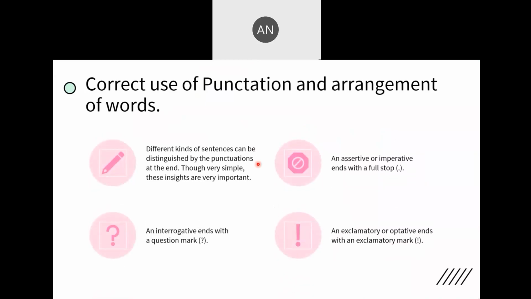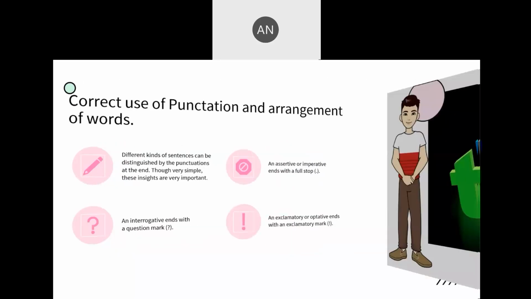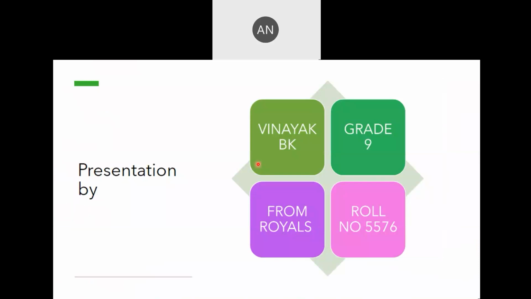So punctuation and the proper sequencing and arrangement of words is very important. These things are very simple, but we go wrong here. So in assertive sentences or imperative sentence, full stop is mandatory. Interrogative sentence, it's followed by a question mark. Exclamatory or optative sentence, we have exclamation mark. Hope now things are very clear to you.